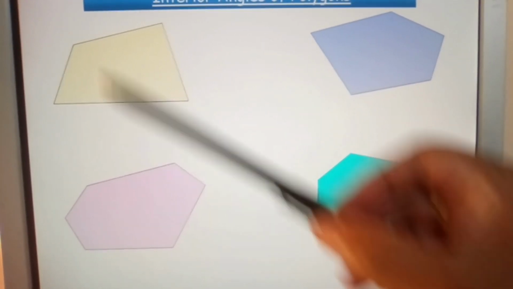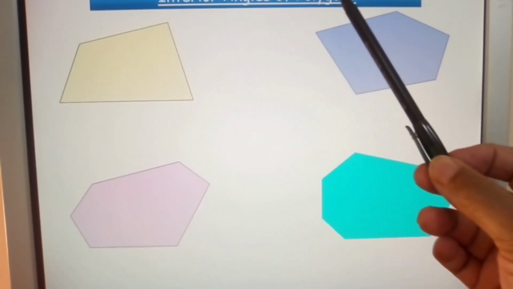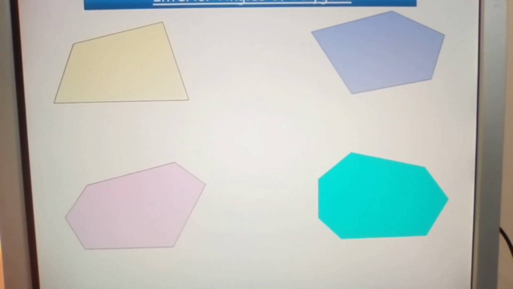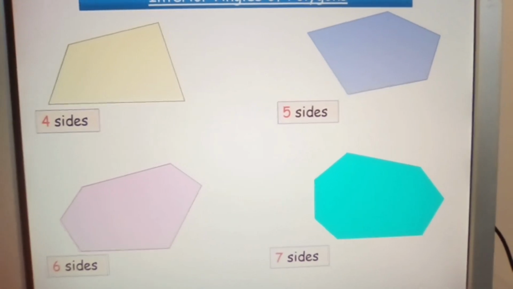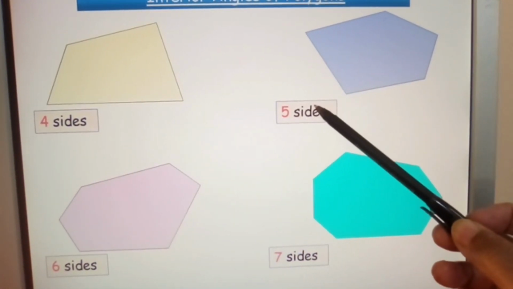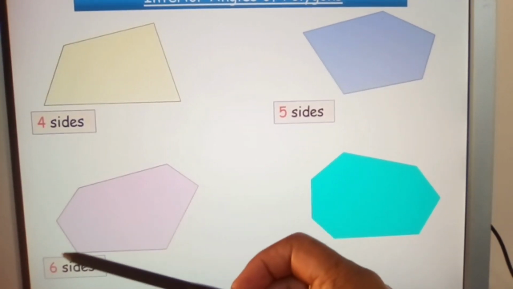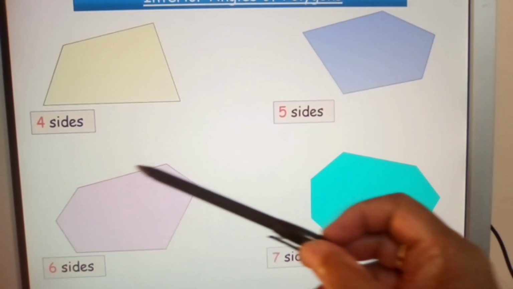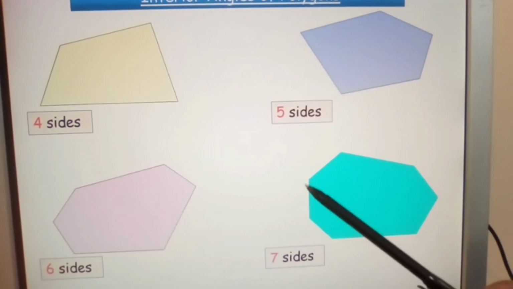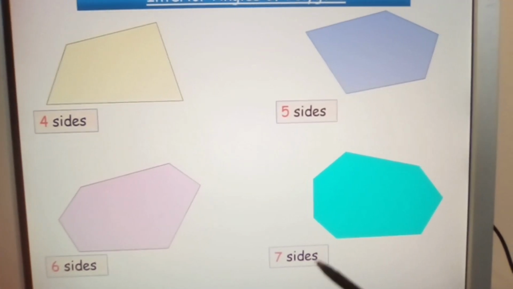Here we're looking at interior angles of polygons. Mathematics, interior angles of polygons. Here we have 4 sides, 1, 2, 3, 4. Here we have 5 sides, 1, 2, 3, 4, 5. Here we have 6 sides, 1, 2, 3, 4, 5, 6 sides. And here we have 7 sides, 1, 2, 3, 4, 5, 6, 7 sides.